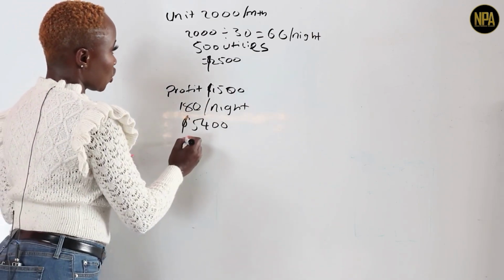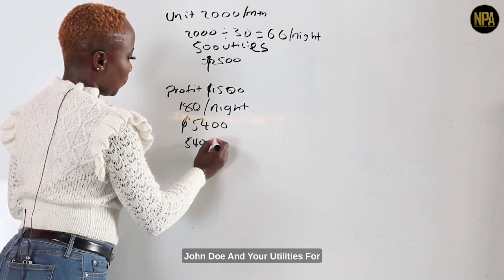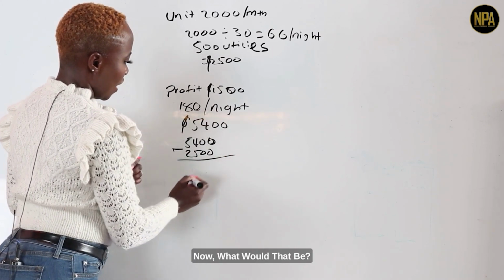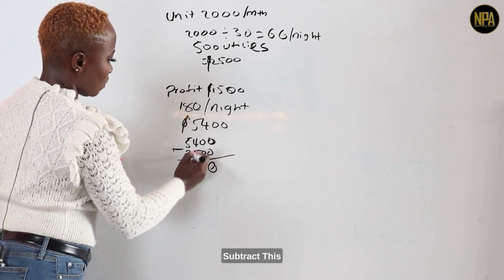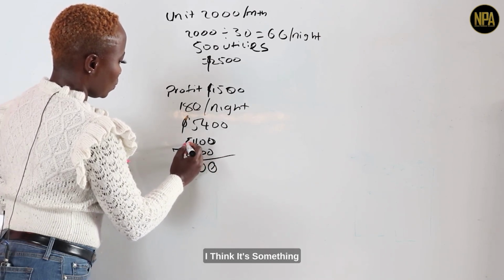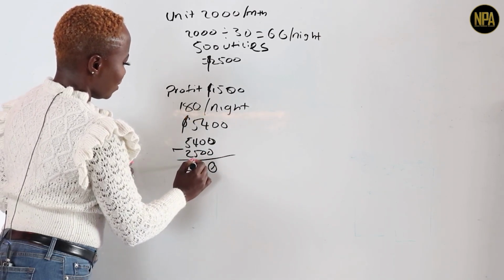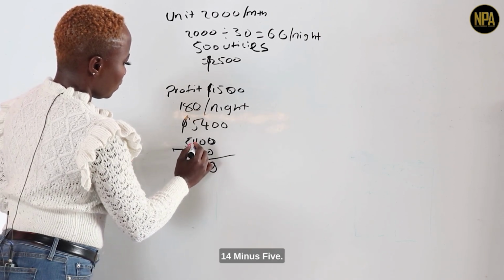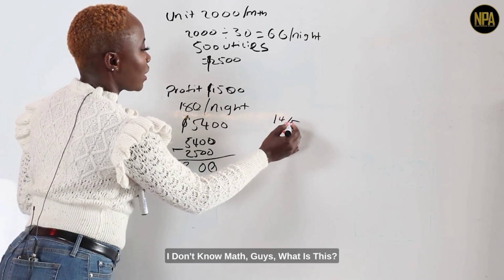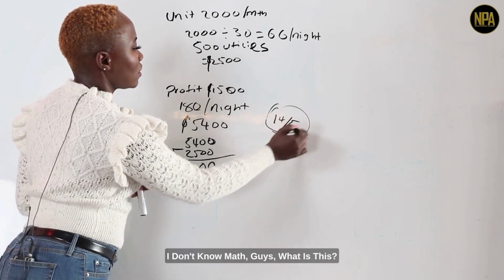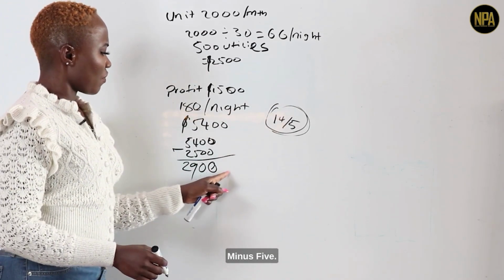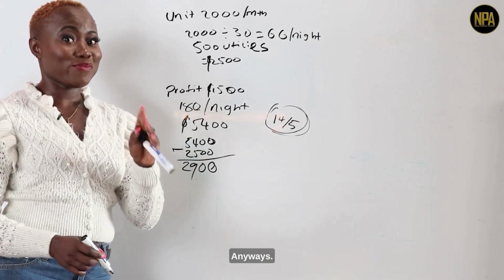So if you pay Mr. John Doe and your utilities, what would that be? You have to do the math and subtract this. Ooh, that's bad. I don't know math, guys. I think it's 2,900. Okay, but do the math, don't quote me.